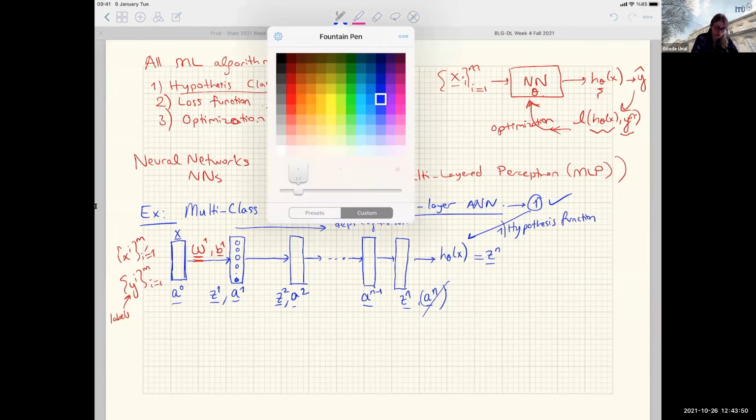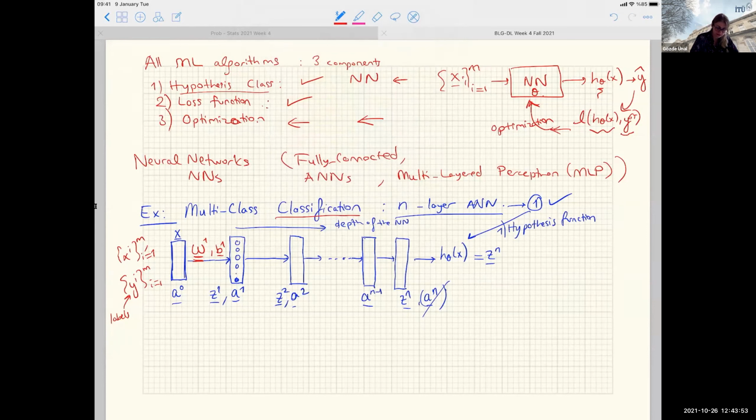So I should also put down my parameters. For instance, omega 2, b2, right? Omega 3, b3, etc. So omega n minus 1, b(n-1), omega n, bn. These double underscore are matrices, remember? So we are done by defining our hypothesis function, and this is a vector, by the way, right? Like a vector function currently.